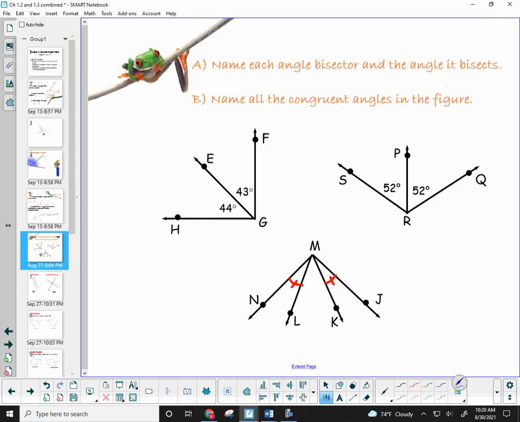I'm going to give you about three to four minutes here. You have three figures on this next slide. I want you to work with your table group. I want you to determine the given angle bisector and what angle it bisects, and then make any congruent angles. Do this for all three figures, just like we did with segment bisectors the other day. Go ahead and do that.